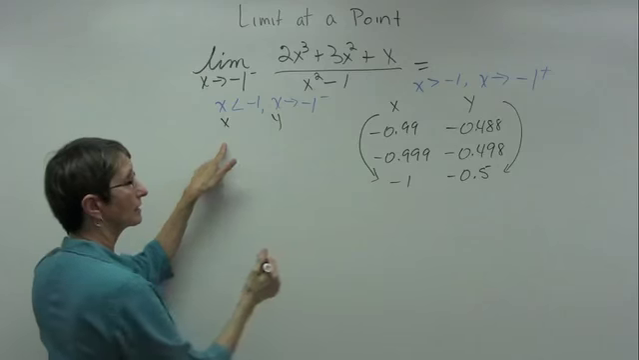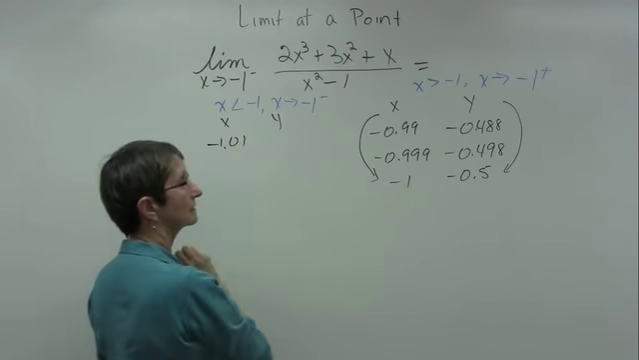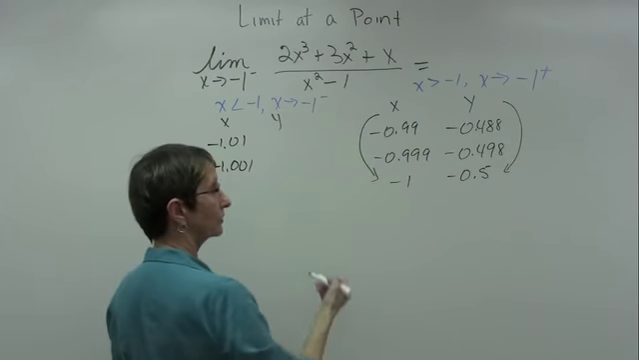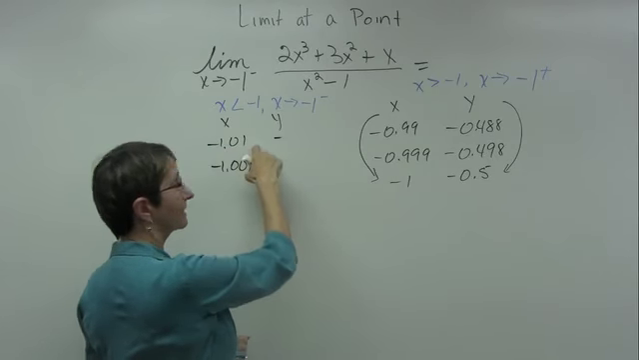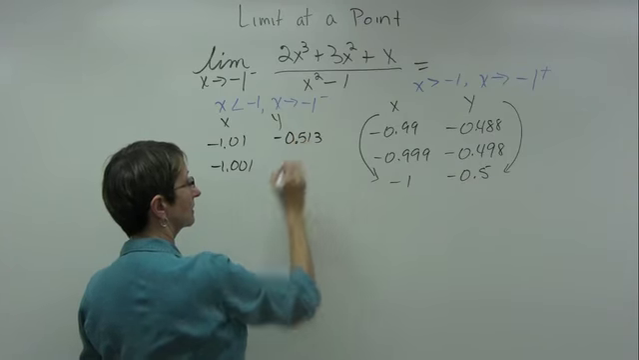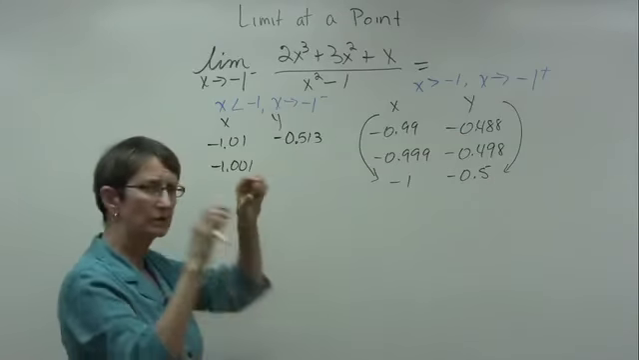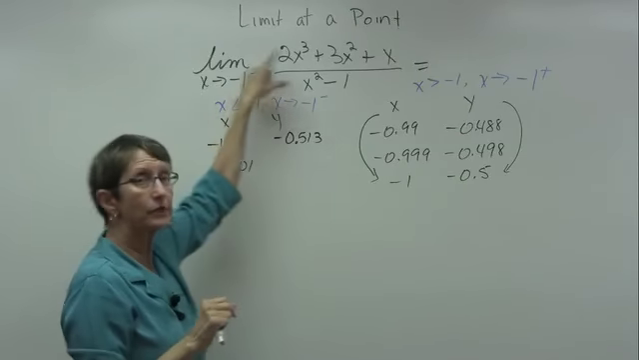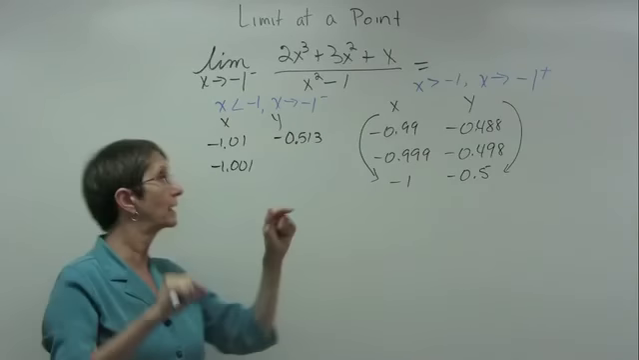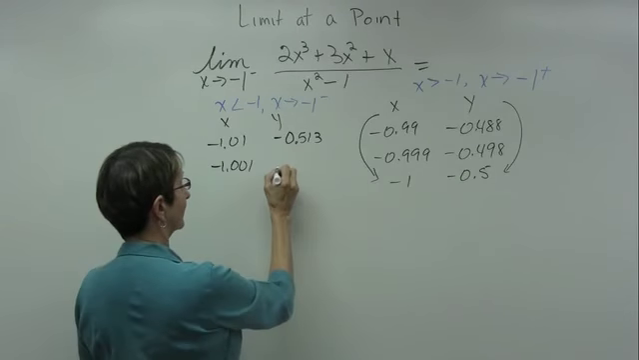So my x's here, think of the number line, -1 to the left would be -1.01 and -1.001. And my y values, if I plug in -1.01, I get -0.513. Now it may seem a little bit odd to get different numbers, not the same distance away, but this is not a straight line. So the y values are not going to be the same distance away when the x values are the same distance on either side.